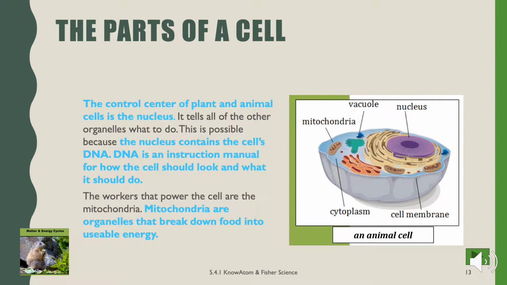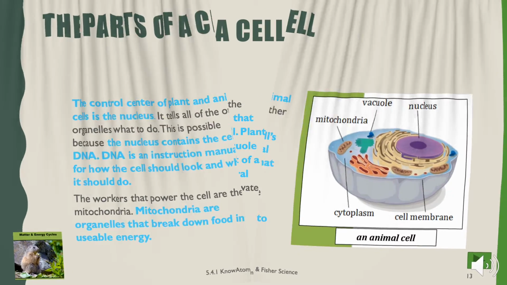The control center of our plant and animal cells is going to be the nucleus. And then we know inside of the nucleus is something called a nucleolus. And those organelles contain DNA, which is basically like an instruction manual on how the cell should look and what it should do. It determines what animal cell it is going to be, a liver cell or a kidney cell or the eyes. And then we have our mitochondria, which help break down food and turn it into usable energy so that the cell can function.